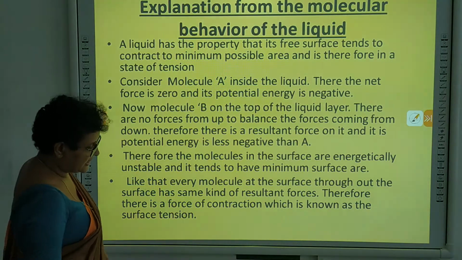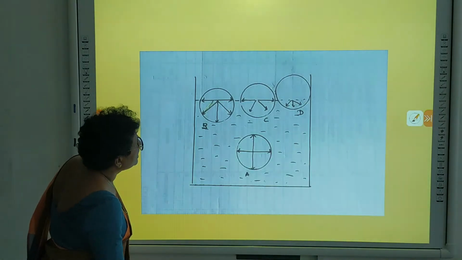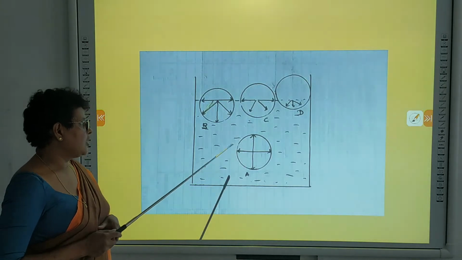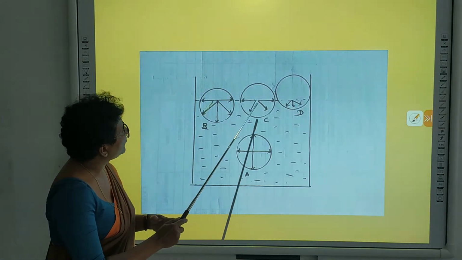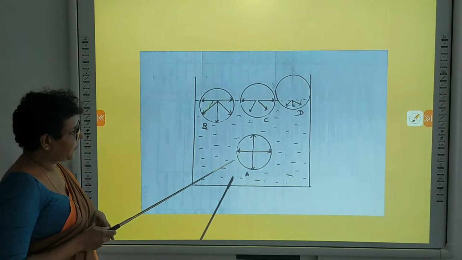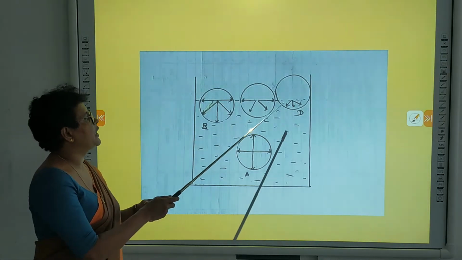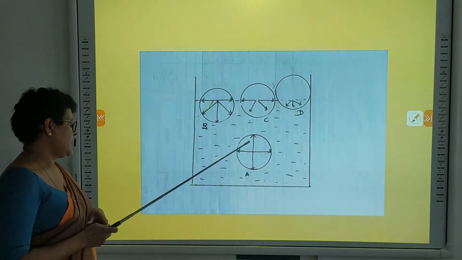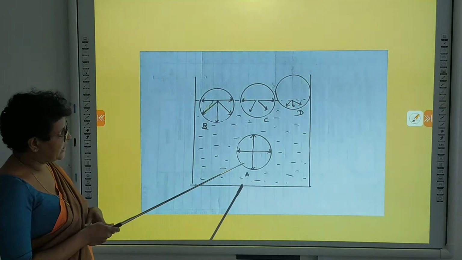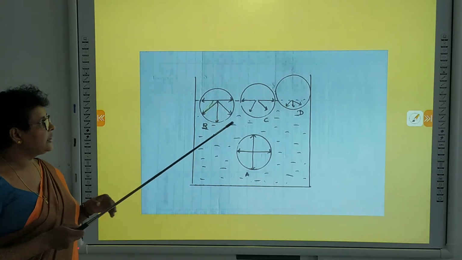This force is called surface tension. Now look, this A molecule is inside the liquid. So if you draw the imaginary energy level here, the zero level, the potential energy of A will be negative, but for B, C and D it will be less negative than this. Due to this energy, A is energetically stabilized, and B, C, D are not energetically stabilized. So they want to get stabilized.